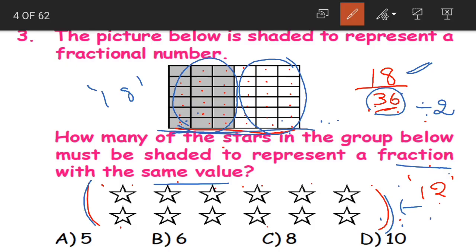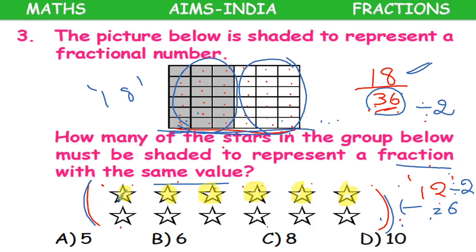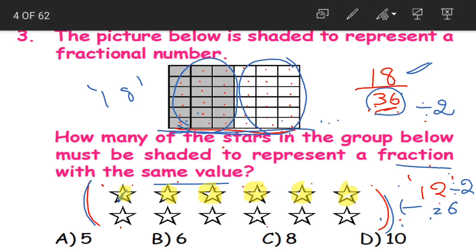Now what will be the half of this? 12 divided by 2 will be equal to 6. Yes, so 6 of the stars are to be shaded. 1, 2, 3, 4, 5, 6. Okay, so how many stars did we shade to get the same value as in the given question children? We shaded 6 stars. So what is the correct answer?